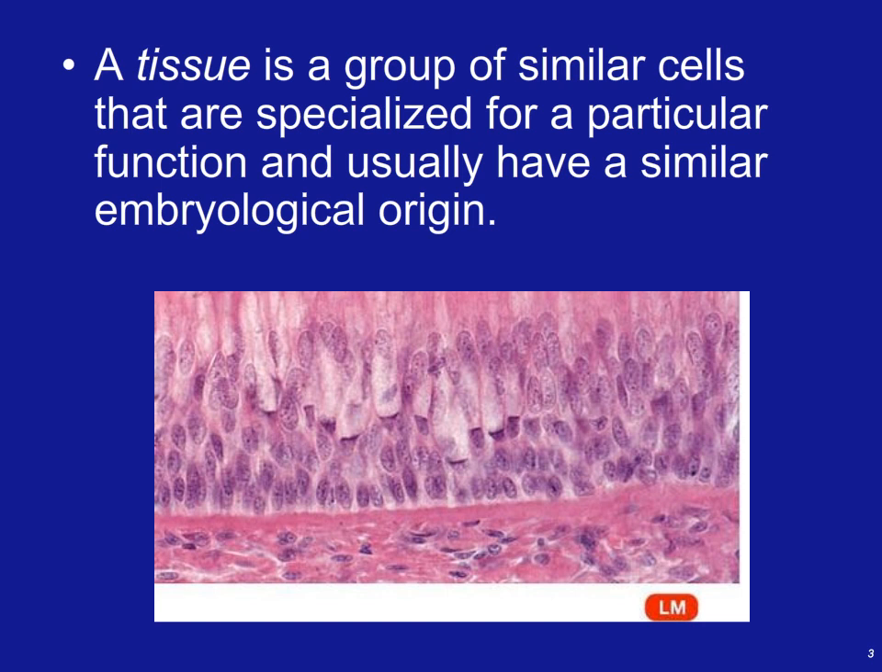For example, ectoderm can go on to become both epithelial tissue and also nervous tissue, whereas mesoderm is responsible for creating connective tissues and also muscle tissue.